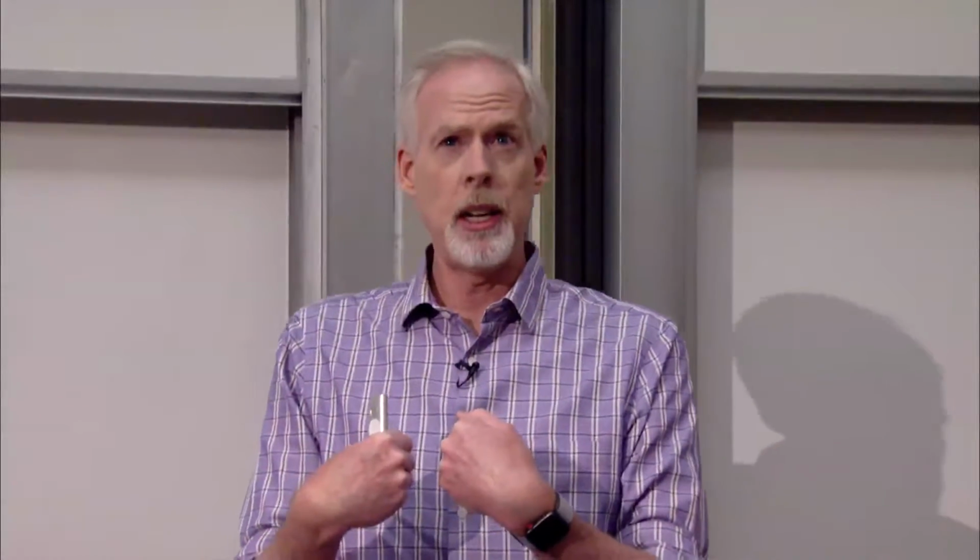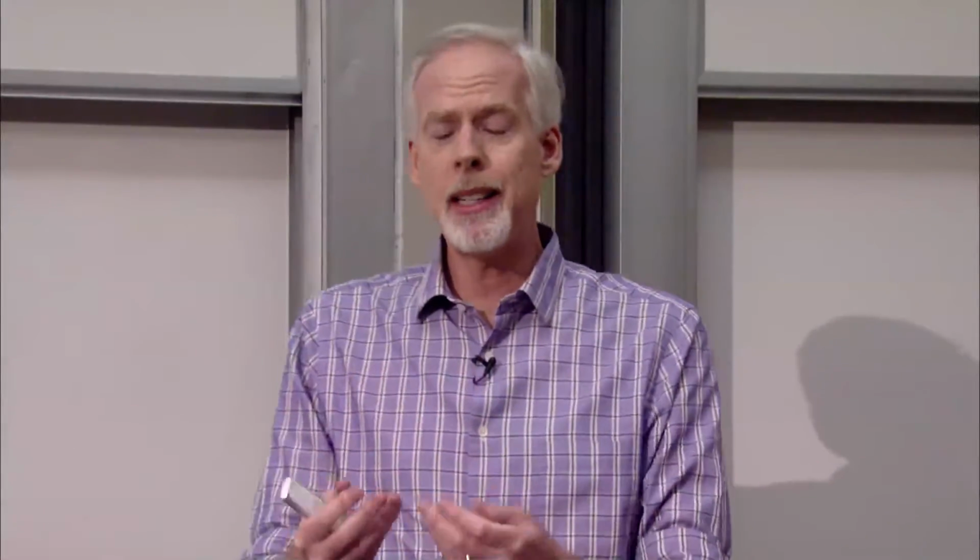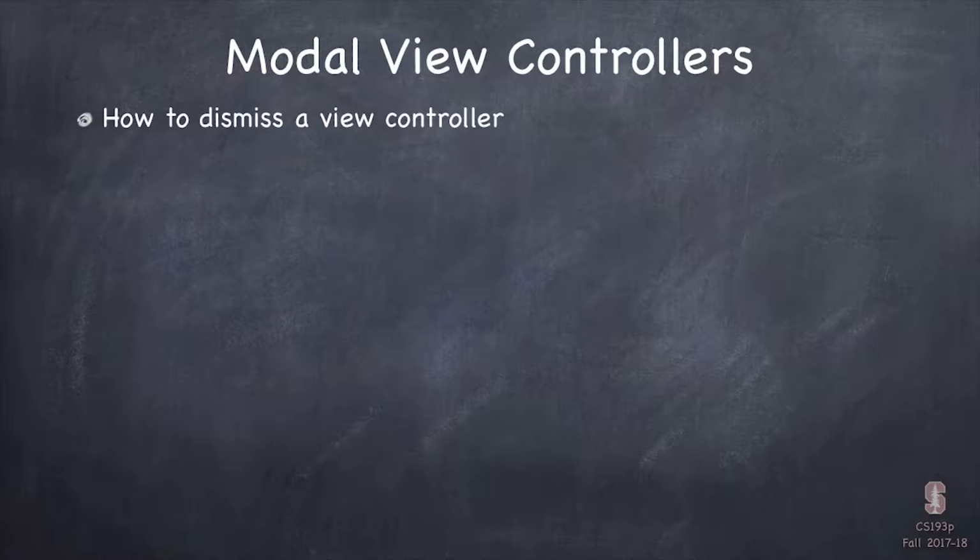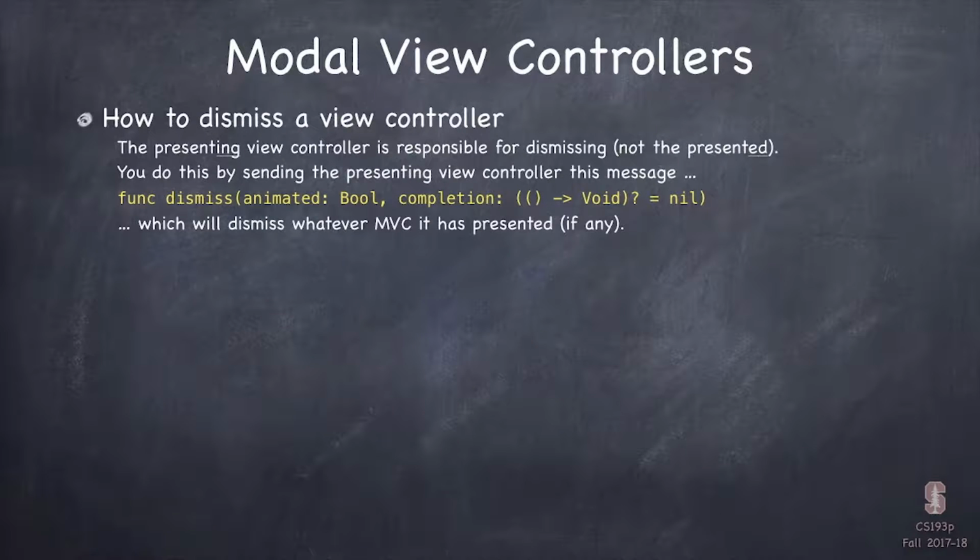Kind of want to think of the same thing here. So that thing you present can't really talk back to the thing that presented it. Okay? Really, the thing that presented it needs to talk to it. And we have a mechanism for doing that. It's called an unwind segue, which I'm going to talk about at the end of today's lecture. And that's really how we would communicate things back and still keep MVC intact there.